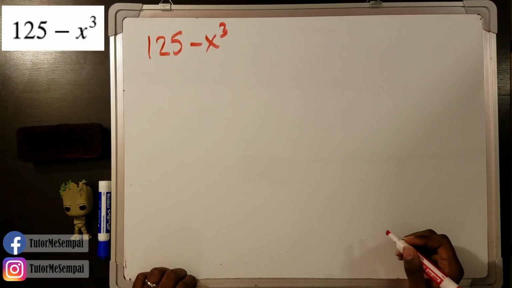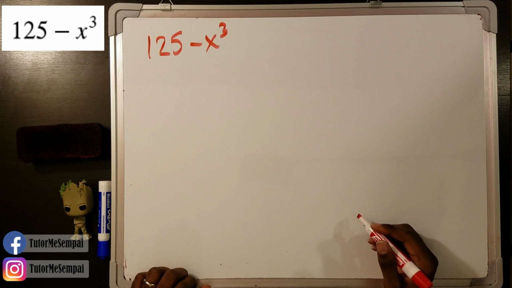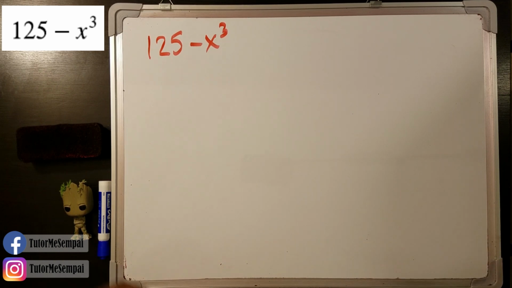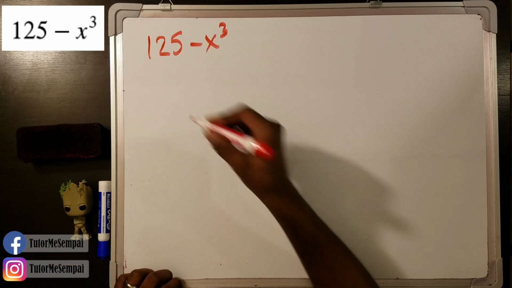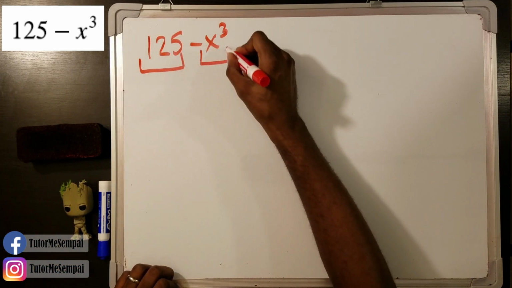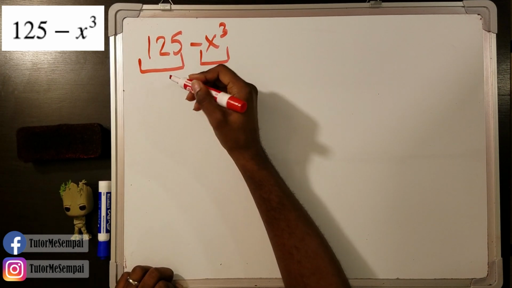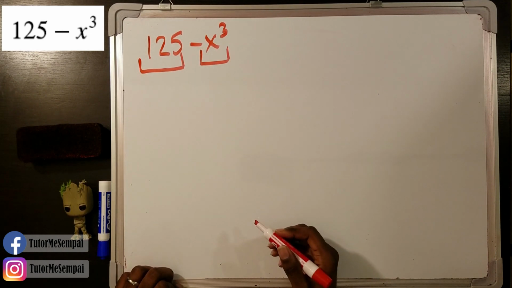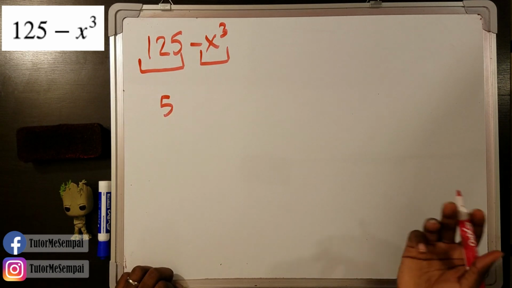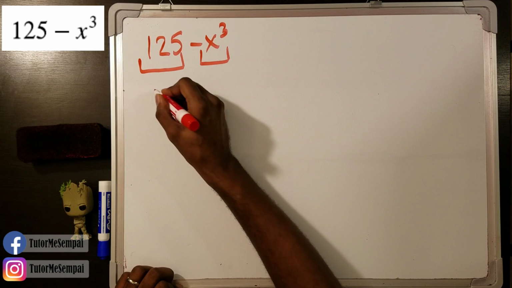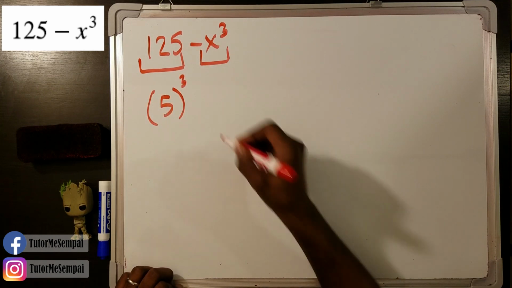So our question for today has us looking at 125 minus x cubed. Now the first thing you want to do when you're trying to figure out, hey, can I use the sum or difference of perfect cubes, is figuring out, are these perfect cubes? So, do we have something that is the cube root of 125? Well, yes. That's just going to be 5. If you were to cube 5, you would get 125. So we're going to put that in parentheses and put a cube on the outside.